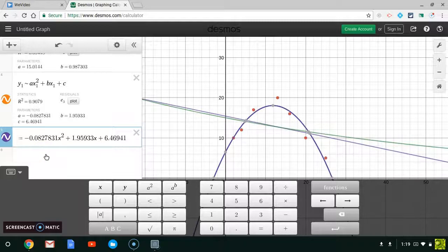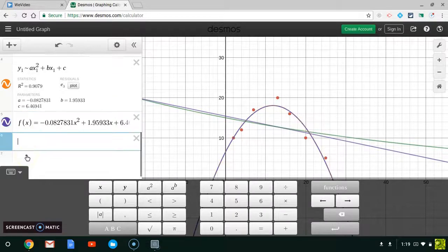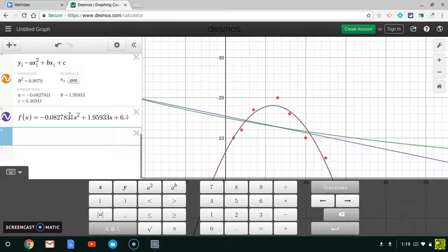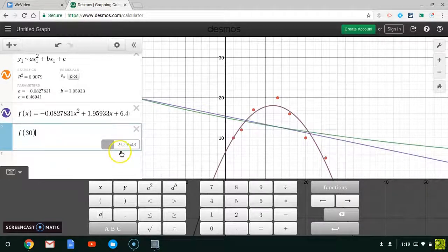And then if I want to see, if x is a certain value, what y is going to end up being, actually I'm going to replace this with f of x instead of y. Because then what I can do, if I want to know what happens when x is 25, or we already have 25 in our data set. So if I want to know what happens when x is 30 instead, I could type in f of 30. And Desmos will tell me that y is negative 9.25.